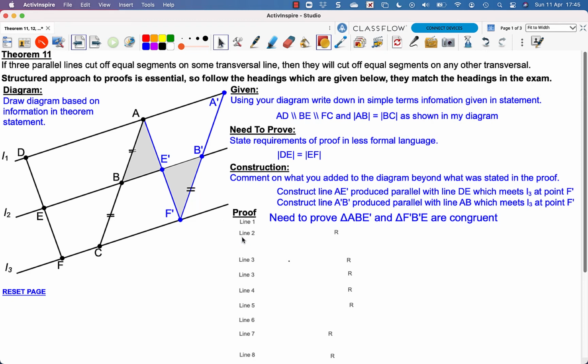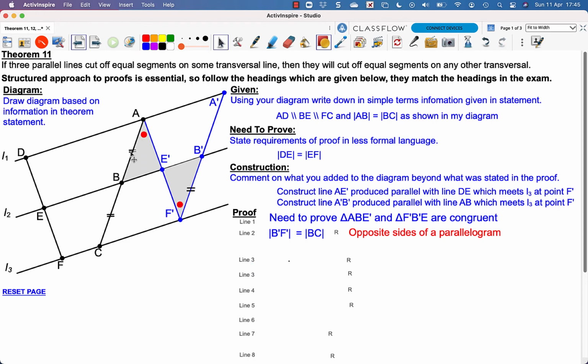But now we've got to write it up. We see it in the diagram, but now we've got to write it up. So what do we say here? Well, we've already said that that's equal. So we then write it down. B dash F dash is equal to BC. And then we give a reason: opposite sides of a parallelogram. So the important thing is you spot something, you draw something on your diagram, and then you write it in words afterwards.